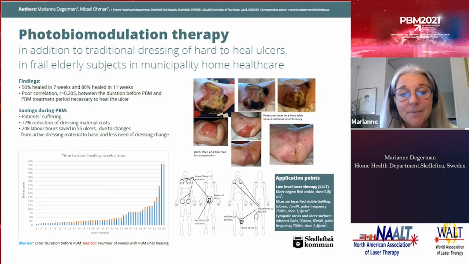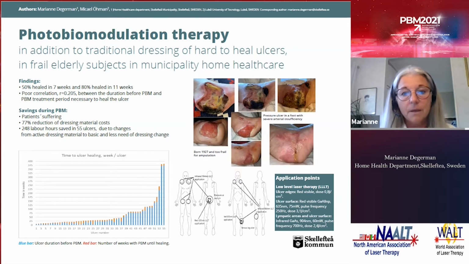My name is Marianne Degerman. I'm working in the municipality home healthcare department in Skellefteå in the north of Sweden. We're currently working on a scientific study on PBM on hard-to-heal ulcers in frail elderly patients. Hard-to-heal ulcers are defined as 6 weeks or older, and pressure ulcers are defined as hard to heal directly when they occur.